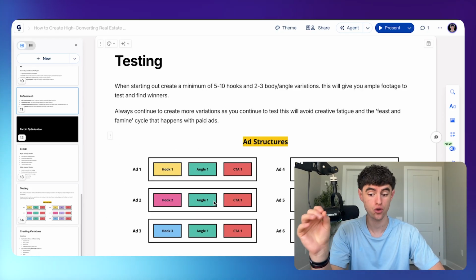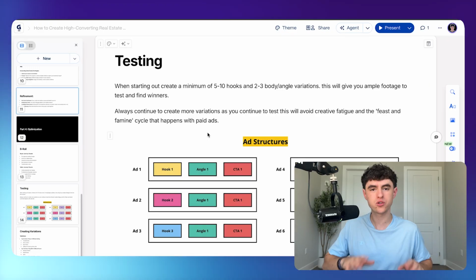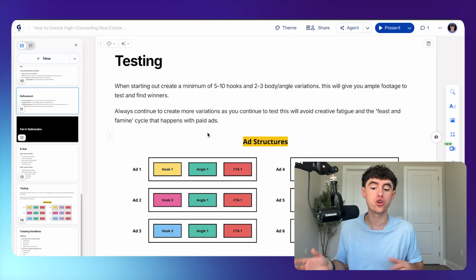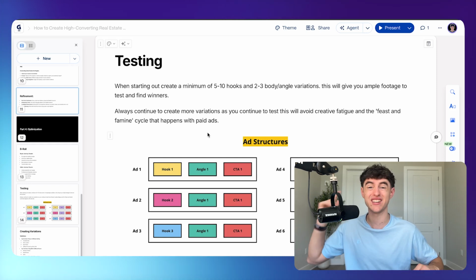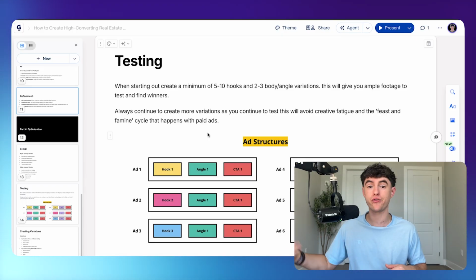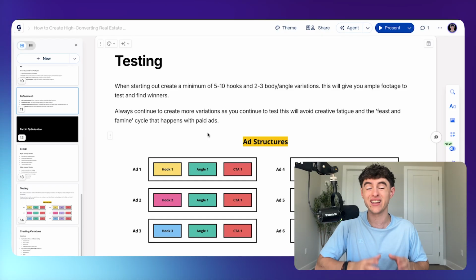Another key thing you want to do is test out multiple different angles of ads. You always want to start off, which I always do, with a minimum of 5 to 10 hooks and 2 to 3 different body variations, because this is going to give you enough footage to test, find winners, and also be able to constantly refresh creatives when ads start to perform less or suboptimal.